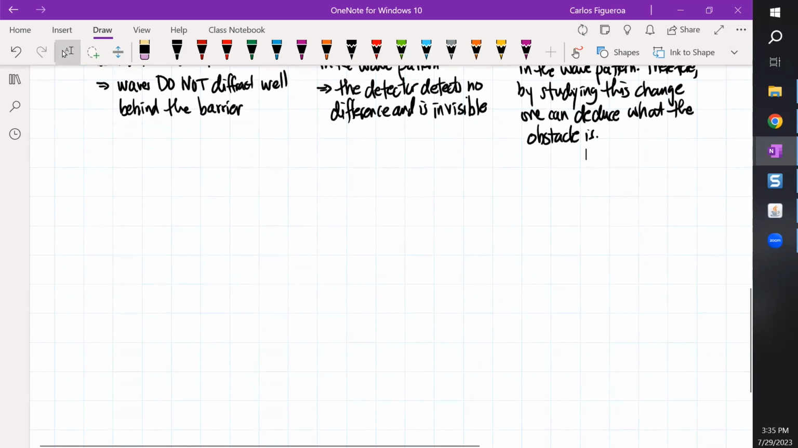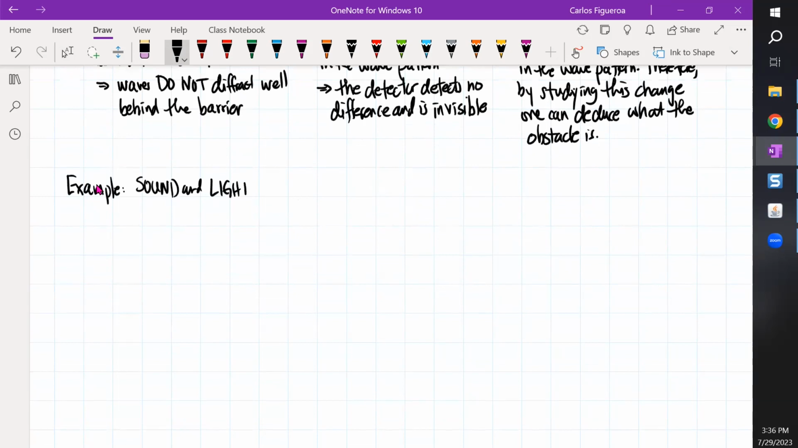So now, to give you a sense of where I'm going to go with this, I want to do an example. I want to look at sound and light diffraction. So here we go. The first one I'm going to look at is sound diffraction because you are very familiar with it. You may not use these words, but you're definitely an expert.